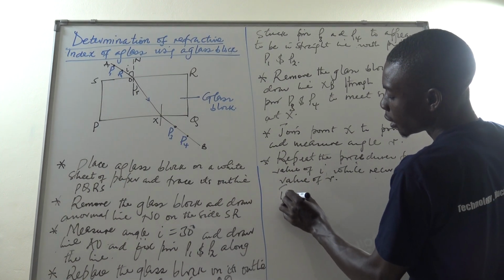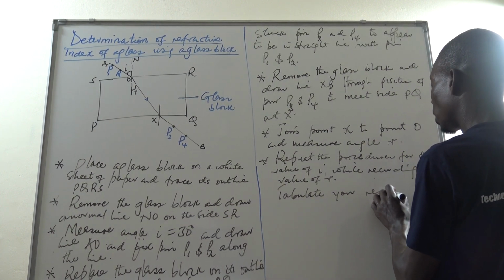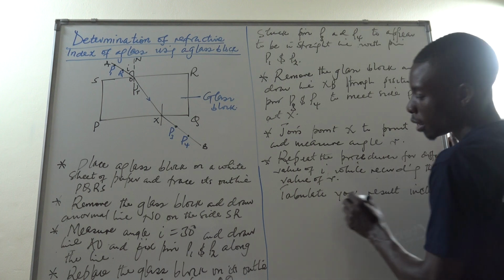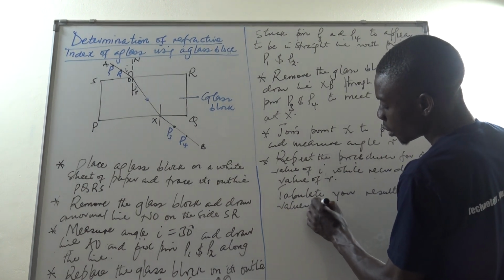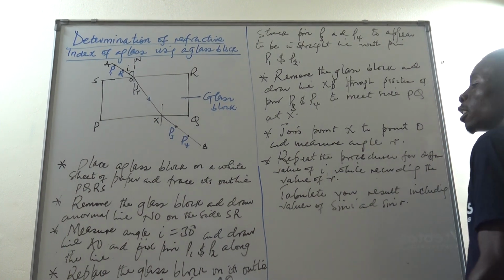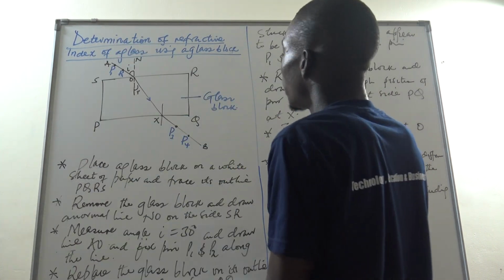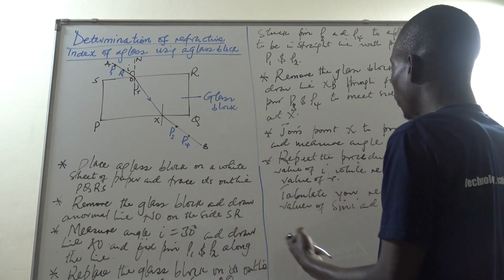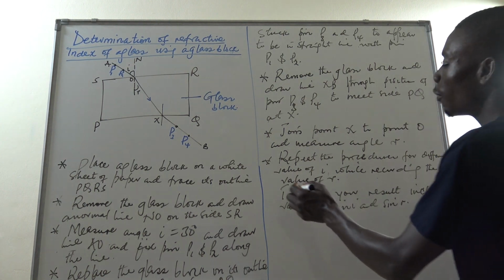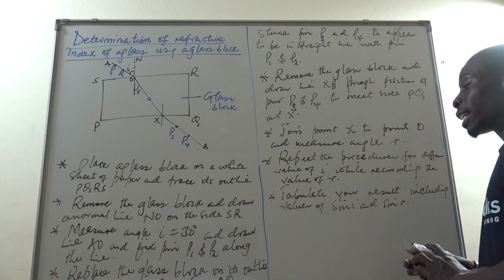And then you can say tabulate your result, including values of sin I and sin R. So after varying I and getting R following the procedure, then record those values. Repeat for different values, recording the values of I and R, okay? And then after that, tabulate your result, including values of sin I and sin R.